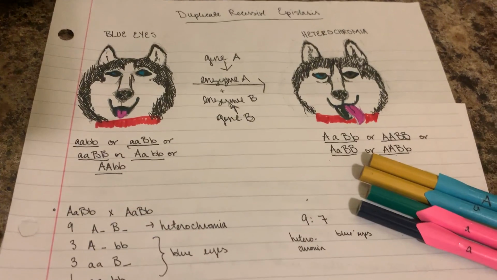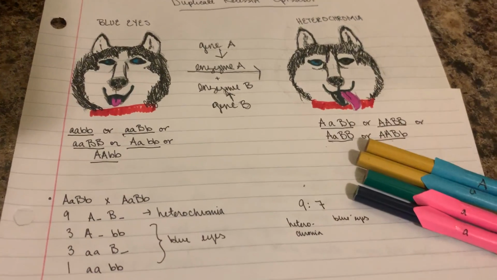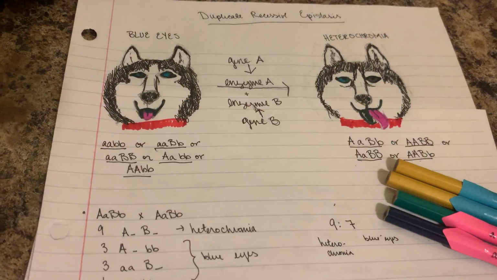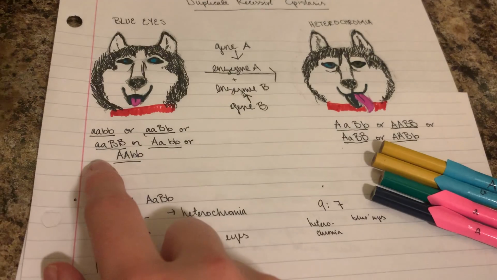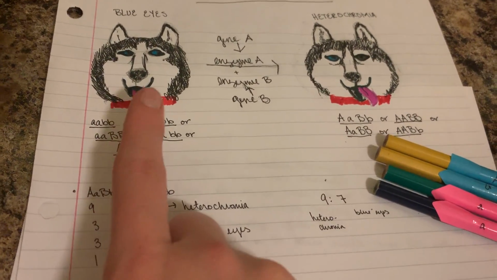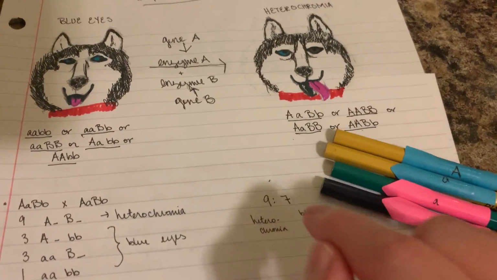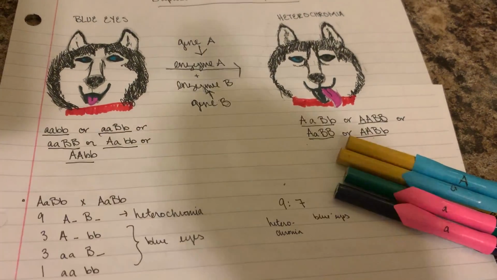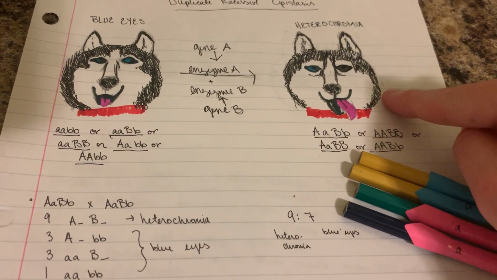To illustrate this, I'm using the example of my dog Athena, who I drew here. She has heterochromia, which means she has two different colored eyes. So in duplicate recessive epistasis, there are essentially two phenotypes that are possible. If you have a homozygous recessive genotype at either locus, little a or little b, you'll have the first phenotype, which is blue eyes in this case. Or if you have a dominant allele at both loci, so you have a big A and a big B, then you will have the second phenotype, which is in this case heterochromia.